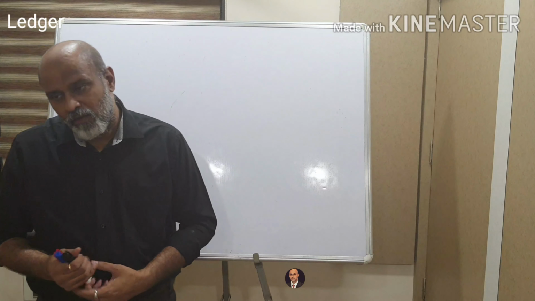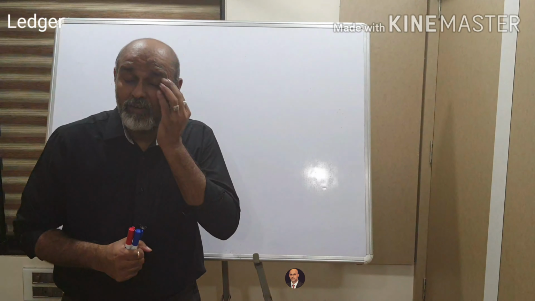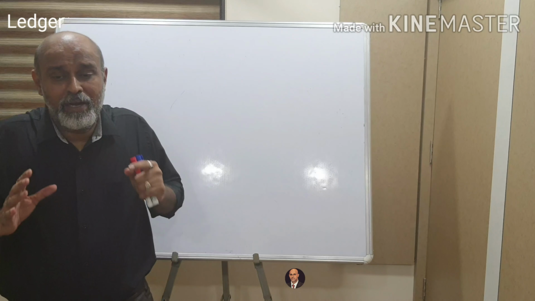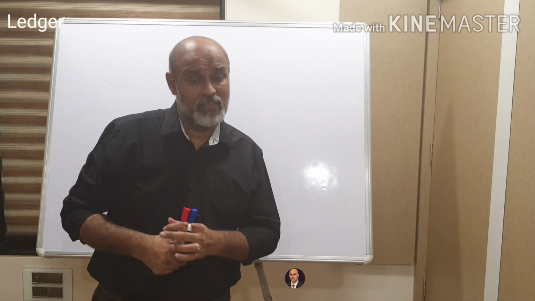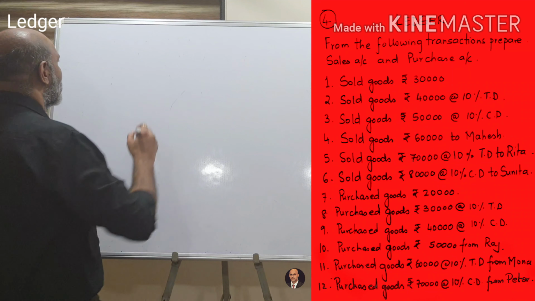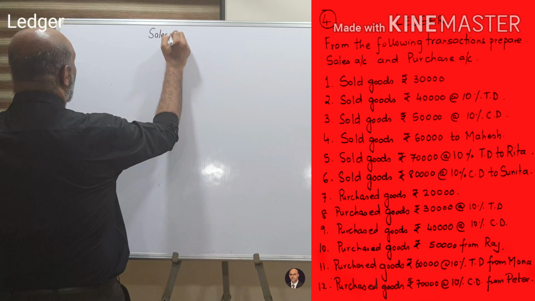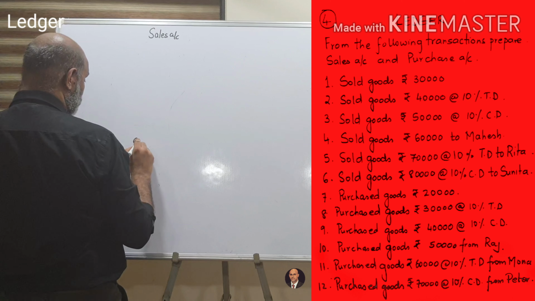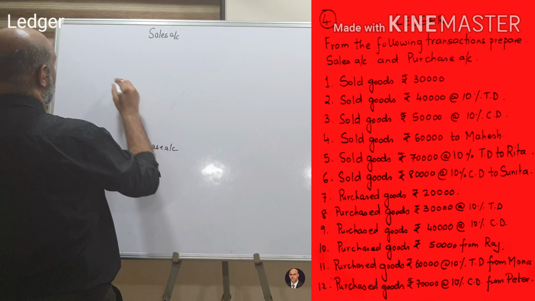Fine. So today we continue with the chapter in accounts called ledger, where I shall again prepare two accounts and we shall see how to master the entries of these two accounts. The two accounts which I shall be opening today will be your sales account and your purchase account. Sales account and purchase account.